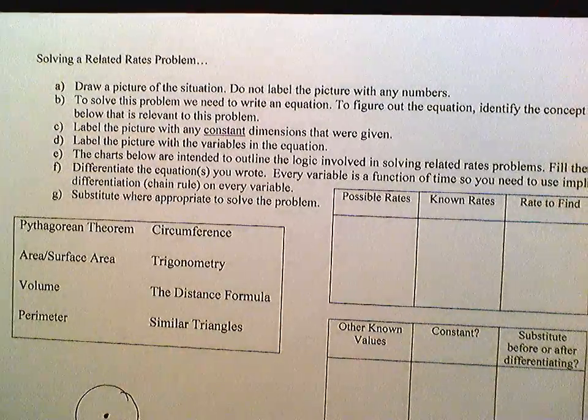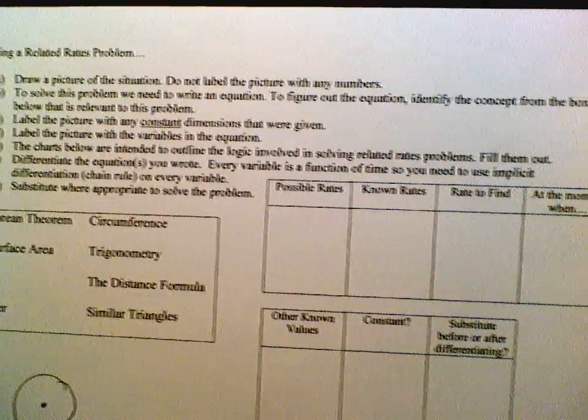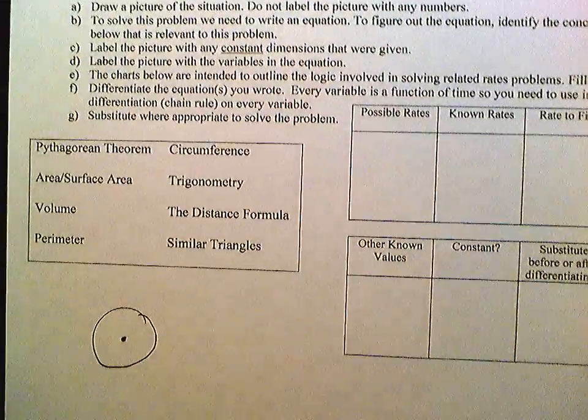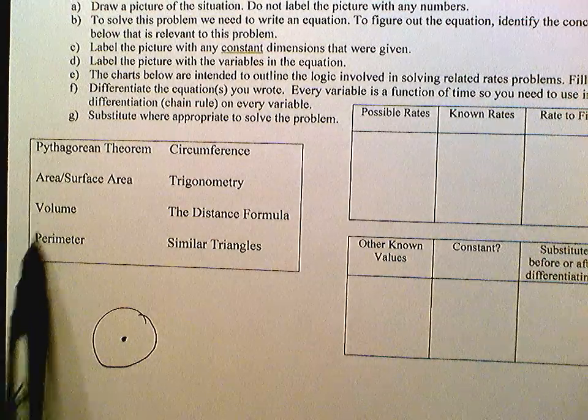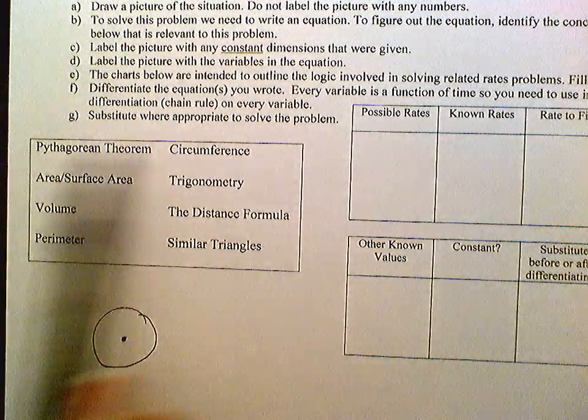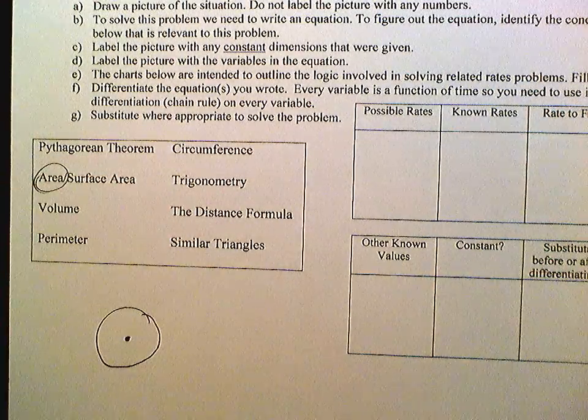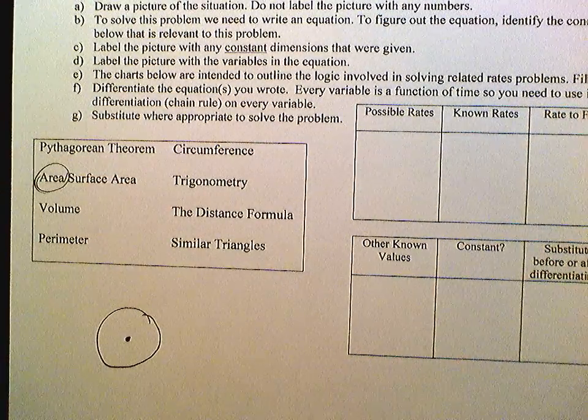To solve this problem, we need to write an equation. To figure out the equation, identify the concept from the box below that is relevant to this problem: Pythagorean theorem, area, surface area, volume, perimeter. These are the concepts that are going to help you write a formula. Here we're dealing with area.